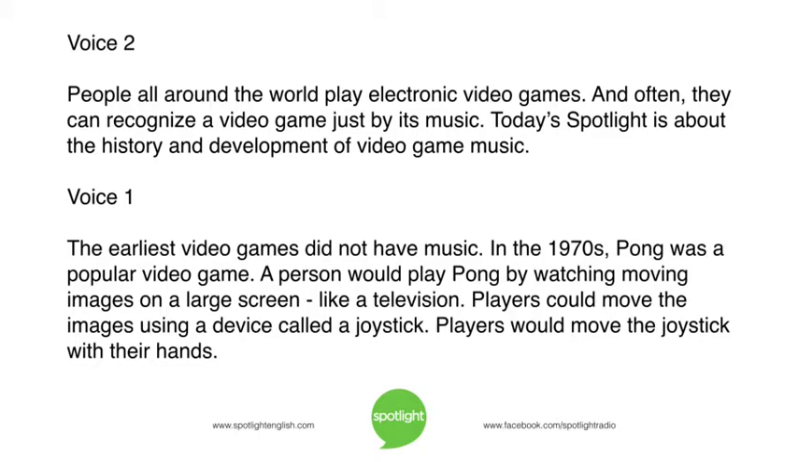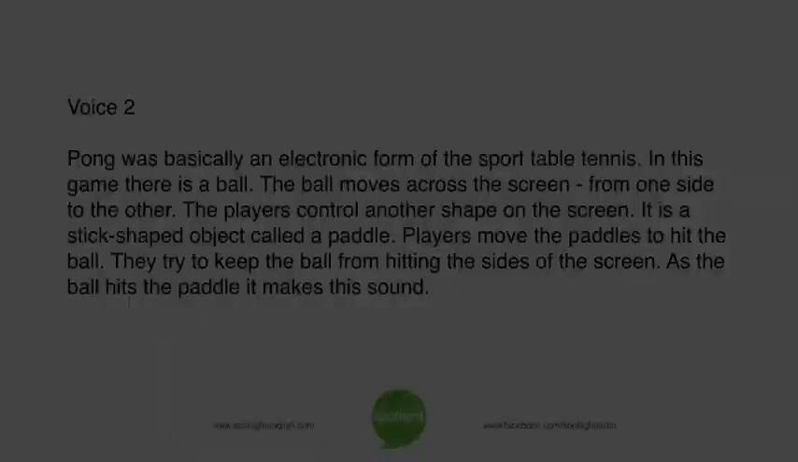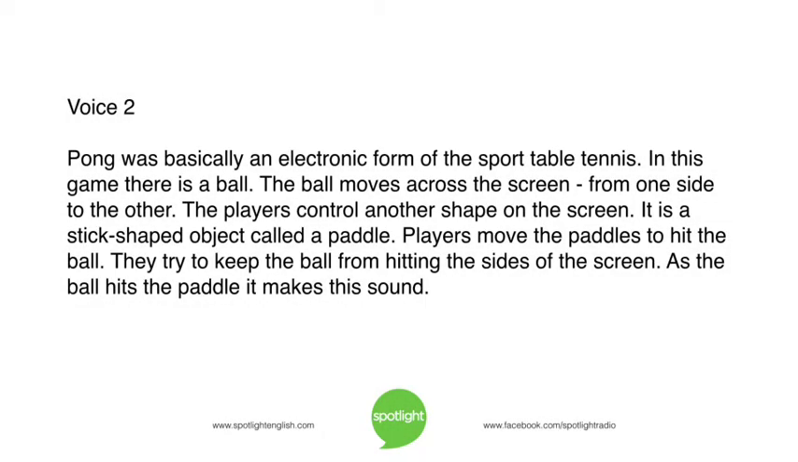In the 1970s, Pong was a popular video game. A person would play Pong by watching moving images on a large screen, like a television. Players could move the images using a device called a joystick. Players would move the joystick with their hands. Pong was basically an electronic form of the sport table tennis.